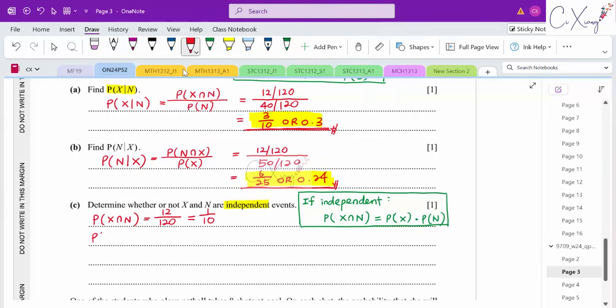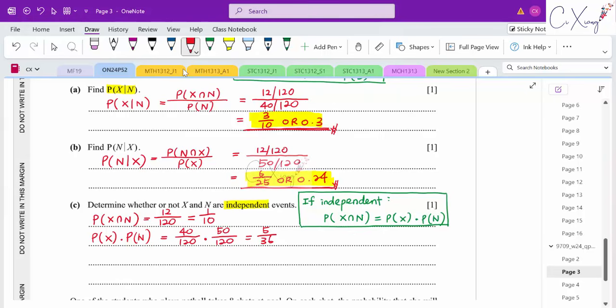Then after that, I want to calculate the probability for x multiplied with n. We also calculated it just now as the denominator. So the probability of n is 40 over 120, and the probability for x is 50 over 120. You multiply them together, then you see what value you get. So you get 5 over 36 for this case.